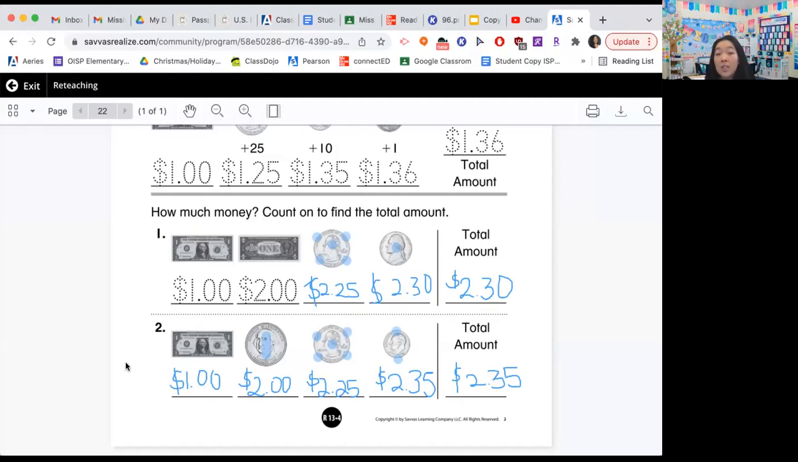So I want you guys to stay on task. If I join your breakout room and you guys are off task, then that is not okay and you will lose a dojo point. I need you guys to be working together in your breakout rooms.